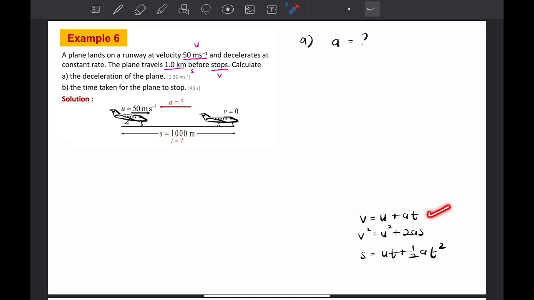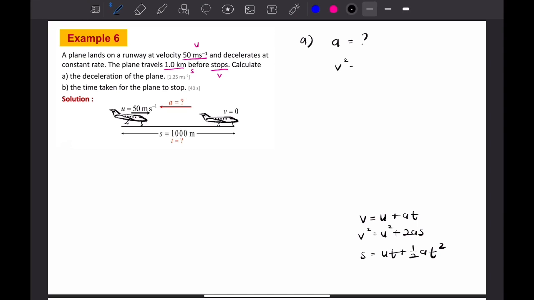So can we use the first one? We have v, we have u. Do we have a? No. We have t? No, we don't have t as well. So we cannot use it because we have two unknowns. Let's look at the second equation. We have v, we have u, we don't have the a, but we have the s. So yes, we can use the second equation.